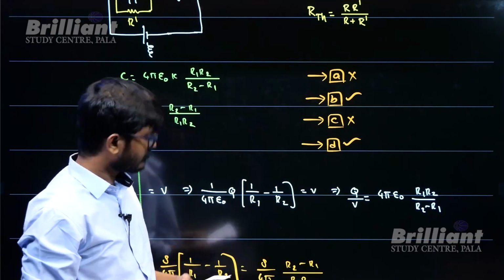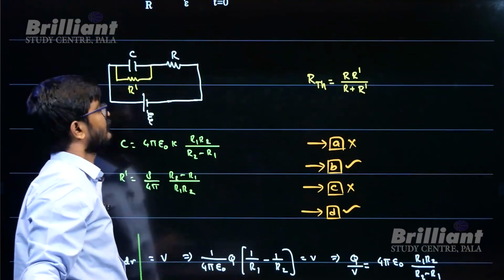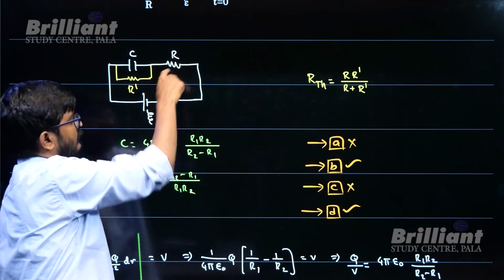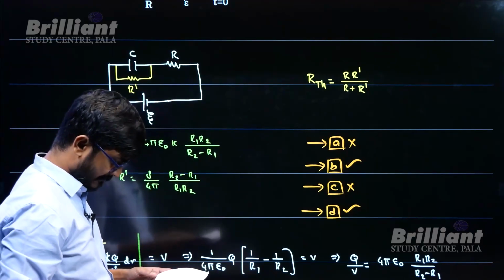In steady state, current through R will be 0. In steady state, what will happen? This will become open circuit. So current through R is not 0.